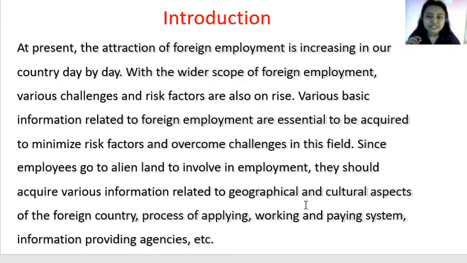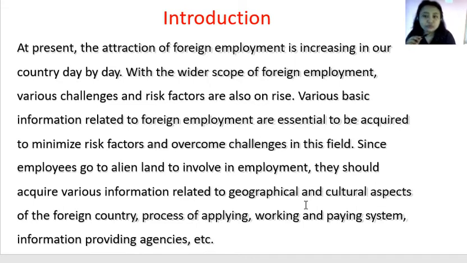And the working and paying system, as we have already discussed before also. Whenever we want to go to a foreign country, while publishing the vacancy announcement, they will add some working time there. How much time you have to work and how much pay the employees will be getting, how much money per month or per hour or per any sort of time. That will be fixed and published in the vacancy itself. So that sort of thing we need to know.